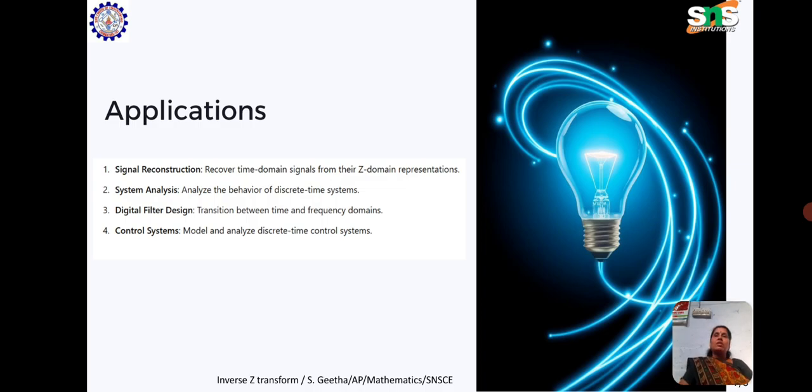Coming to the application part, signal reconstruction. In signal reconstruction, inverse Z transform recovers time domain signals from their Z domain representation. In system analysis, inverse Z transform analyzes the behavior of discrete time systems. In digital filter design, inverse Z transform transitions between time and frequency domain. In control systems, inverse Z transform is used to model and analyze discrete time control systems.